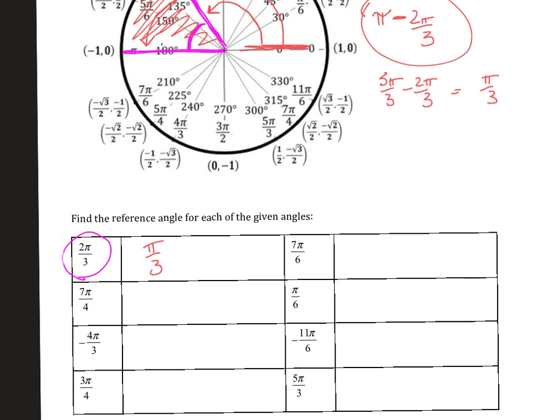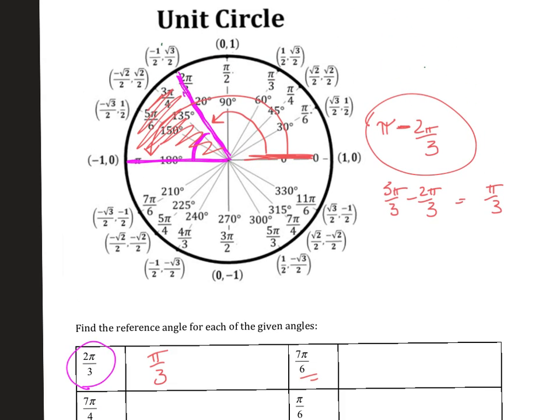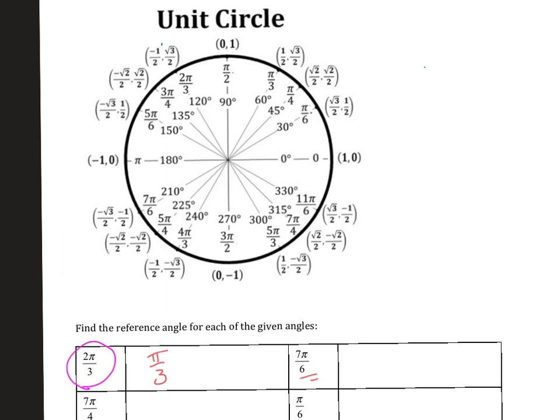Okay, so I'm going to move over. I'm going to do the 7 pi over 6. Okay, I'm going to do this one next. Let me scoot this down and erase some marks. Okay, so 7 pi over 6 is here. 7 pi over 6 is right here. Okay, so if I want to make an acute angle with the x-axis, it's going to be right here.